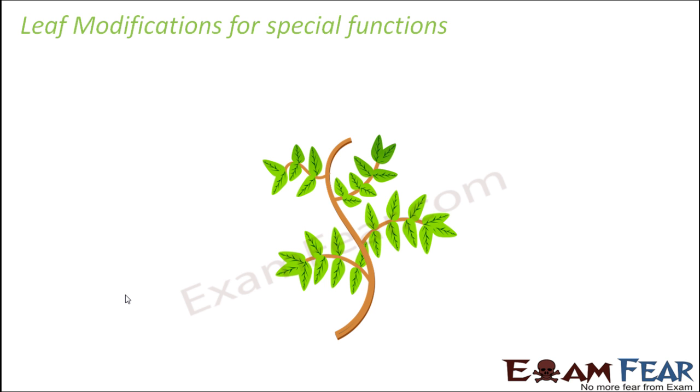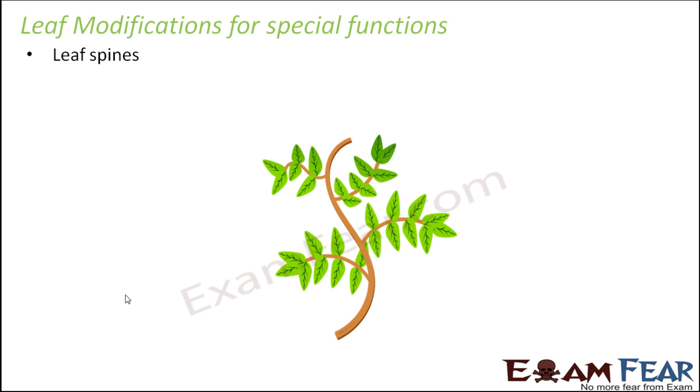So now that we have covered almost everything about the structure of a leaf, parts of a leaf, types of leaves, and phyllotaxy, it is time to look at the leaf modifications for special functions. The way we saw that roots and stems modify themselves in numerous ways to perform functions besides their primary functions, similarly, leaves also modify themselves to perform a set of special functions. So let us look at the various modifications of leaves.